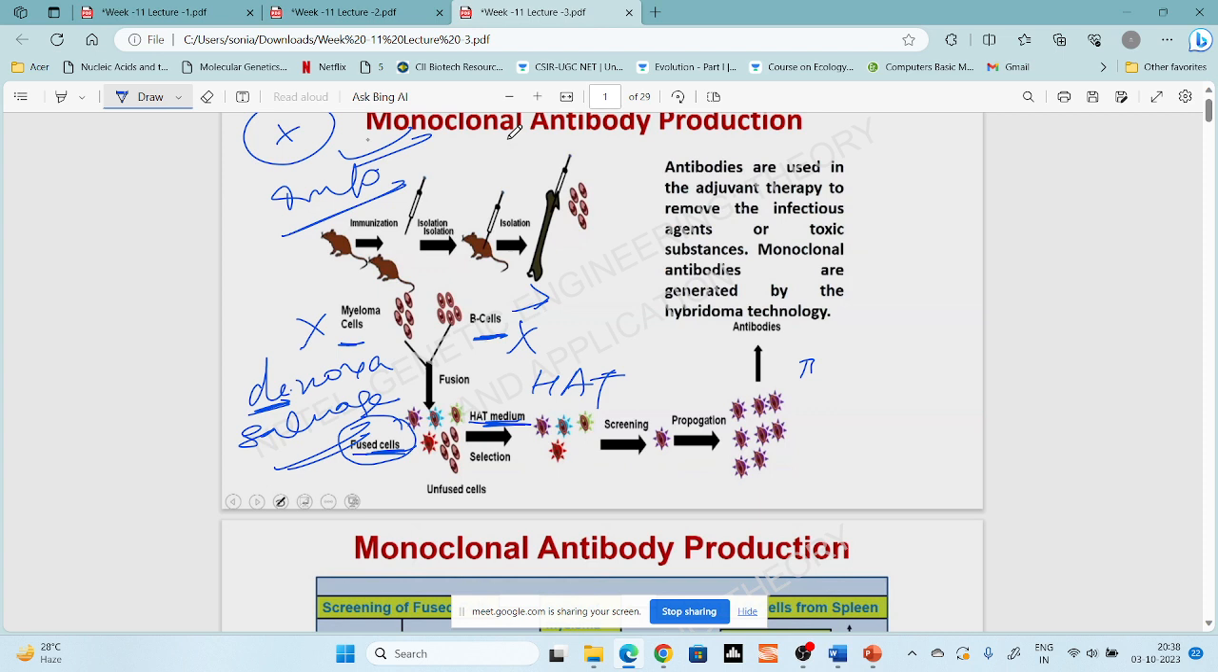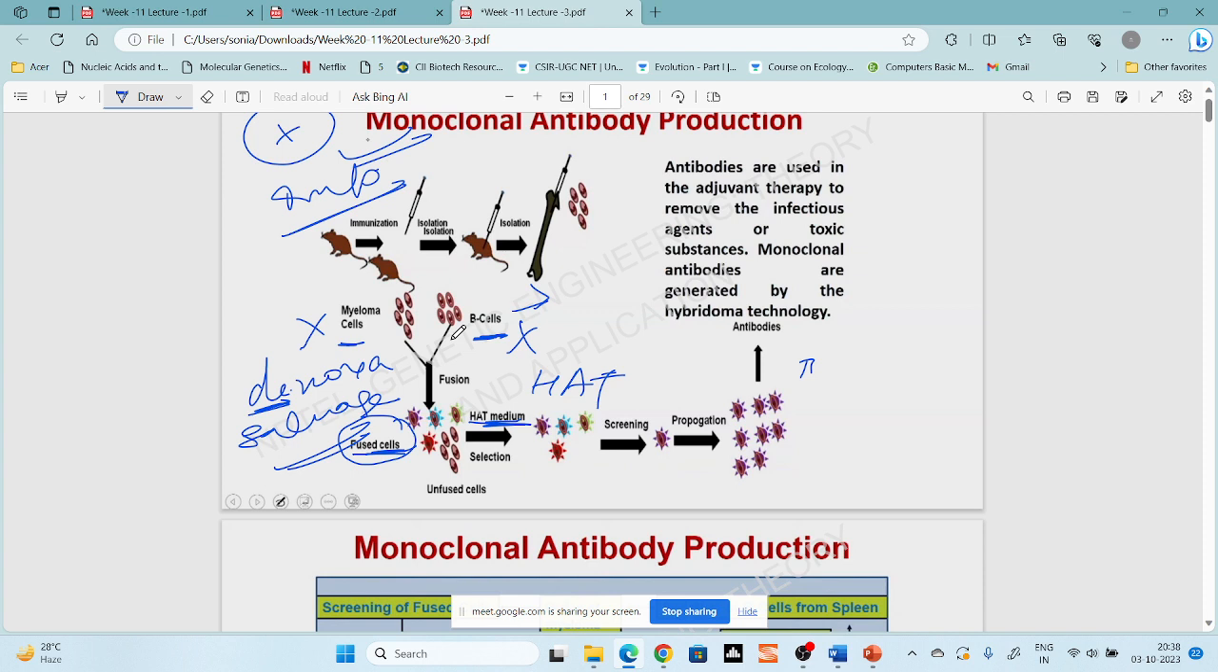Okay, but the basic concept, the basic logic remains the same, that we are interested in the antibodies and not the whole cells. And the antibodies will be produced, and the antibodies will have the characteristics of the myeloma cells and the B cells both. And so this is what is happening.